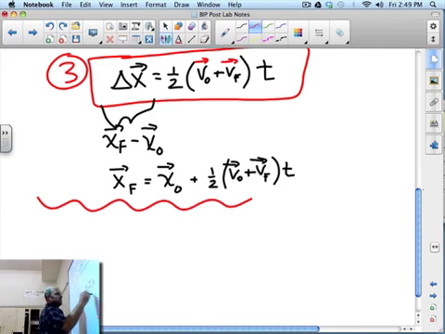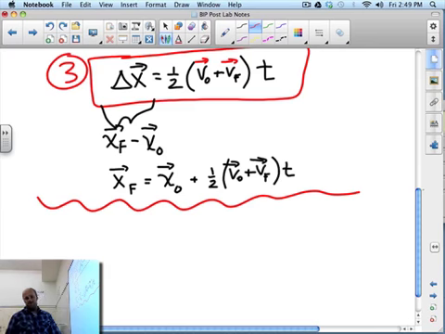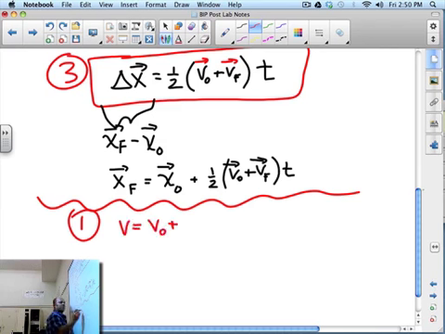Lastly, I want you to figure out equation 4. All right, I'm going to give you a hint. The simplest equation here is equation 1, right? That's v equals v naught plus at, right? Take this one, solve for t.